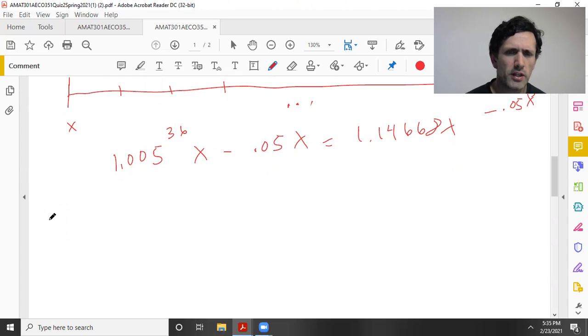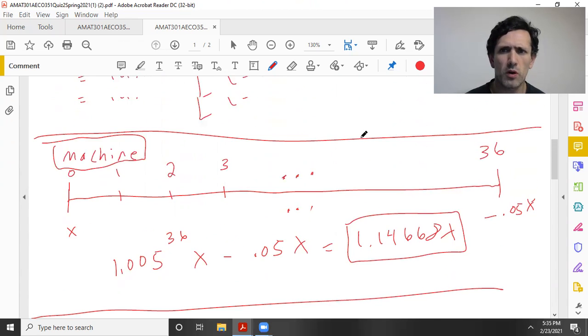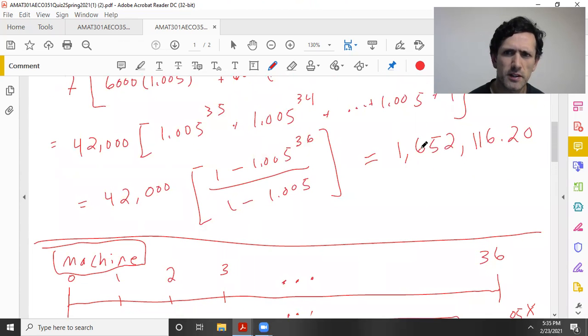So the equation of value is going to be the following. You just set the two to be equal. 1.14668.